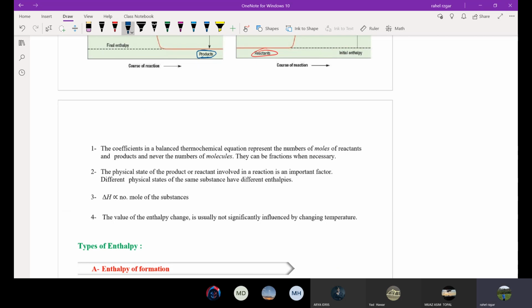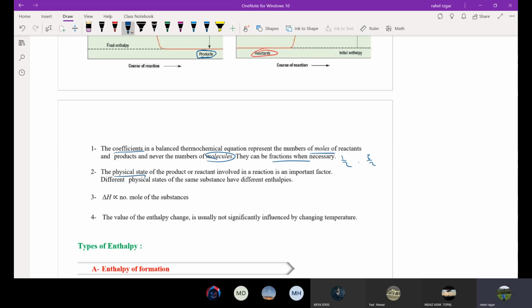First one, coefficients we said before in a balanced thermochemical equation represent the number of moles of reactants and products and never the number of molecules. When in this chapter the coefficients indicate moles, and moles can be fractions when necessary. For example, it can be 1/2 or 3/2.